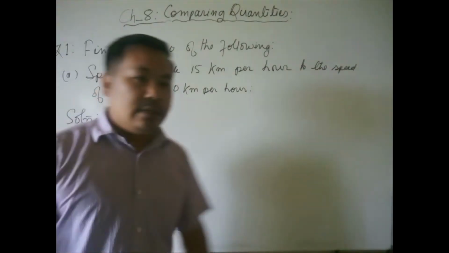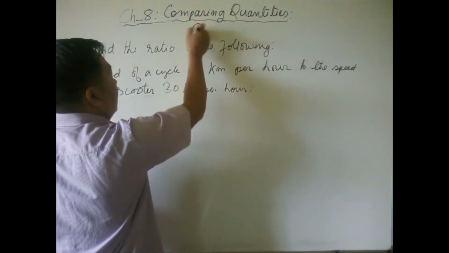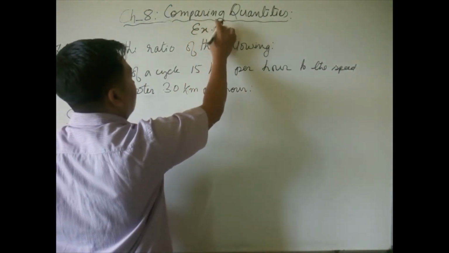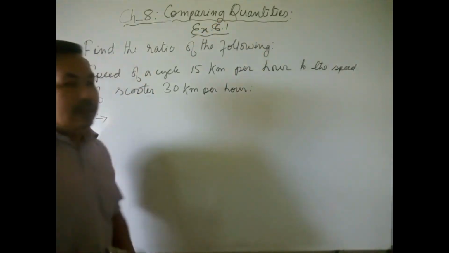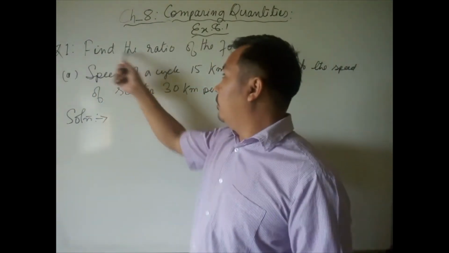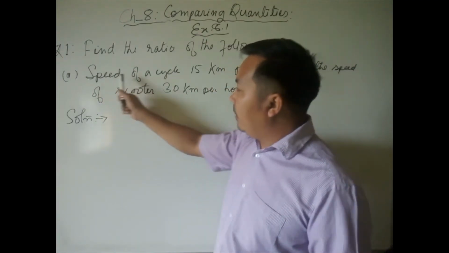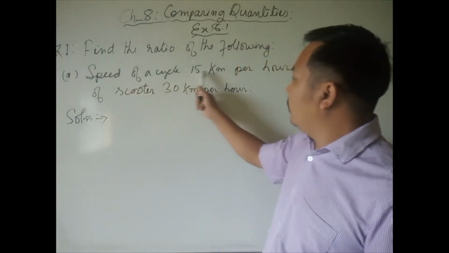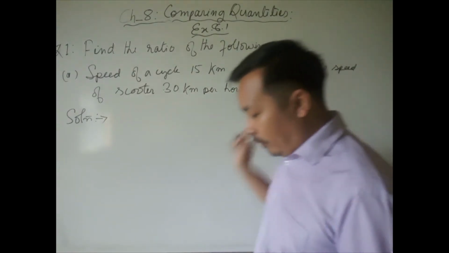Okay, now my dear student, you see here we have question number 1 of exercise 8.1. Question number 1: find the ratio of the following. Number A: the statement given here is the speed of a cycle, 50 km per hour, to the speed of the scooter, 30 km per hour.